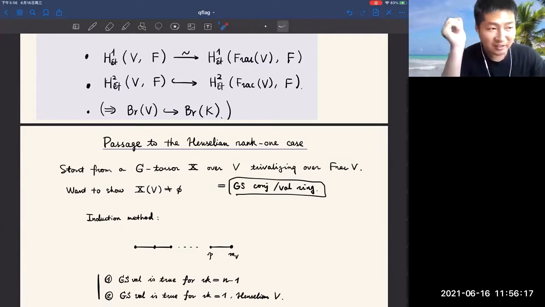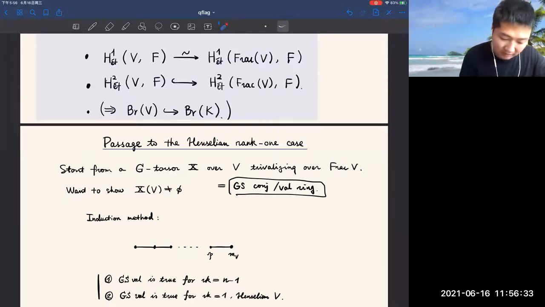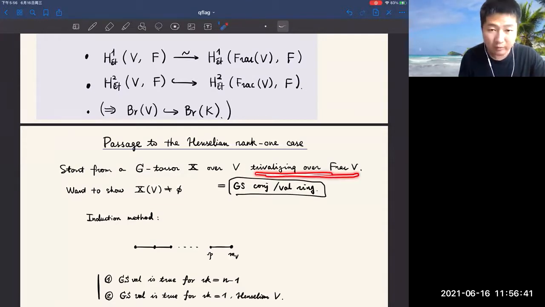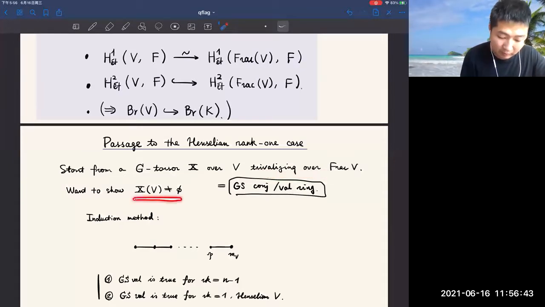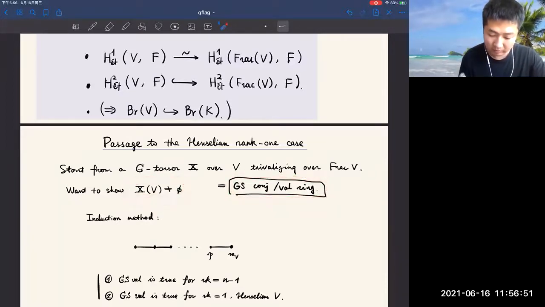The Grothendieck conjecture over valuation rings means that for a torsor over a valuation ring, if it's trivial over the fraction field, then we want to prove it is trivial over the valuation ring. So we start from a G-torsor X over V that is trivial over the fraction field. We want to show that it is trivial, in other words, it has a section over V. So it's equivalent to what the Grothendieck conjecture over valuation rings says.